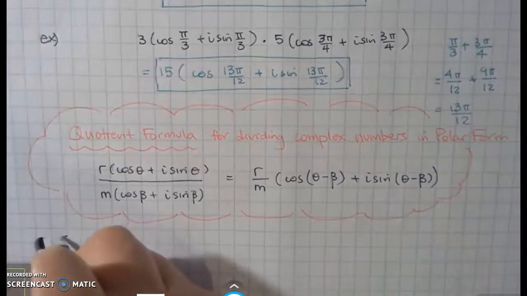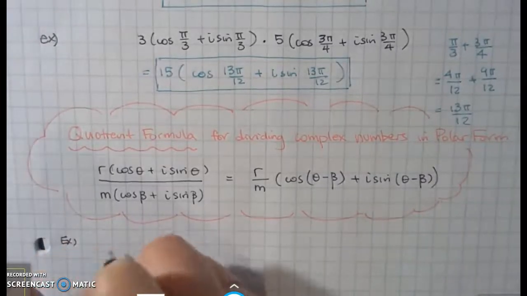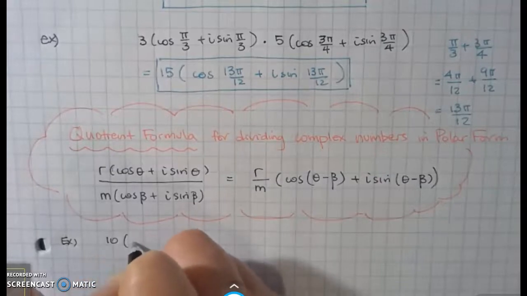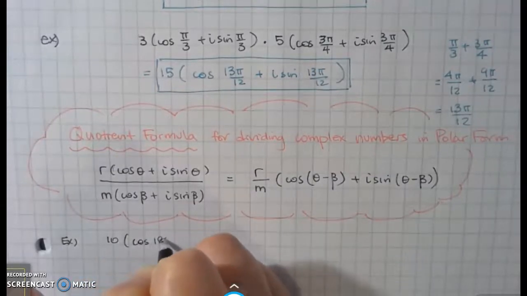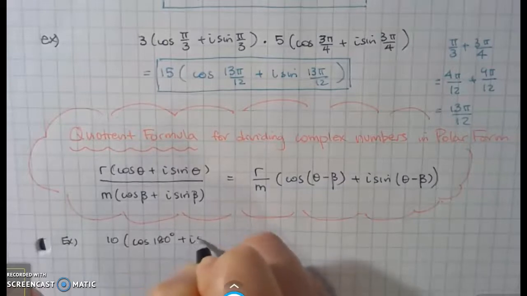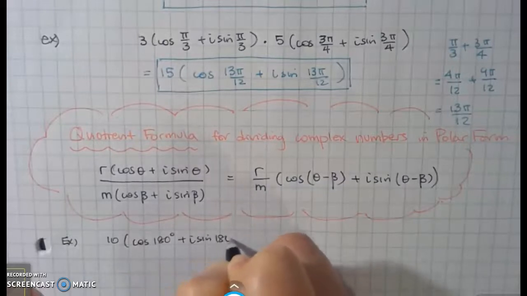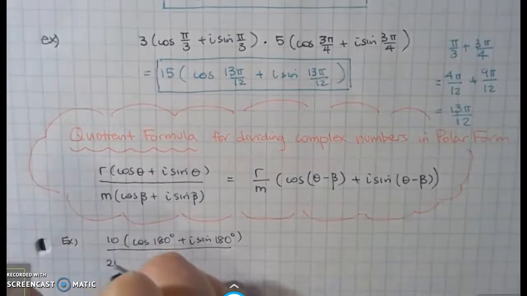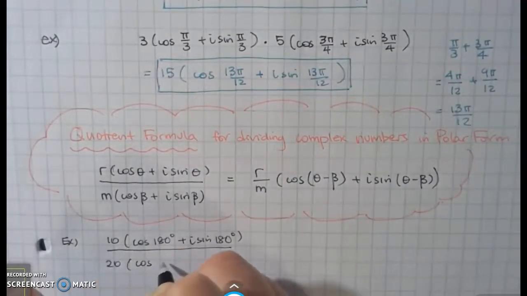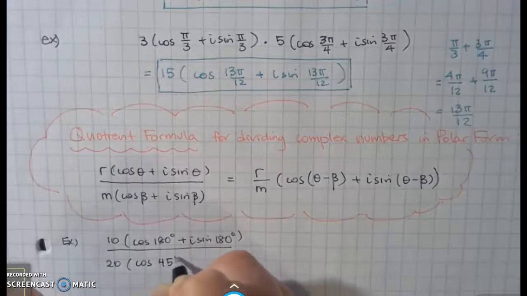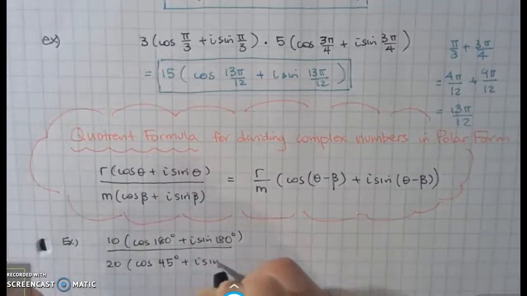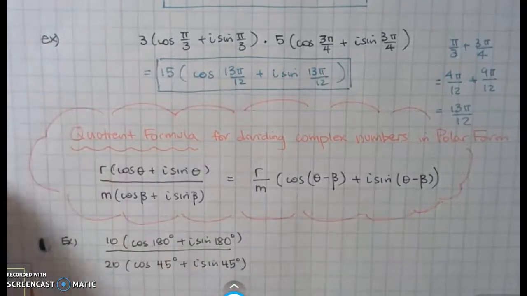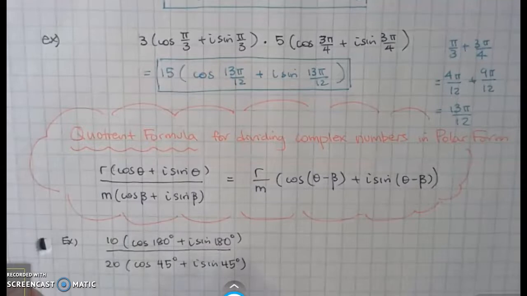So for example, if I have a complex number like radius of 10, cosine of 180 degrees, plus i sine of 180 degrees, divided by 20, cosine of, say, 45 degrees, plus i sine of 45 degrees. So the numerator is a complex number and the denominator is also a complex number.